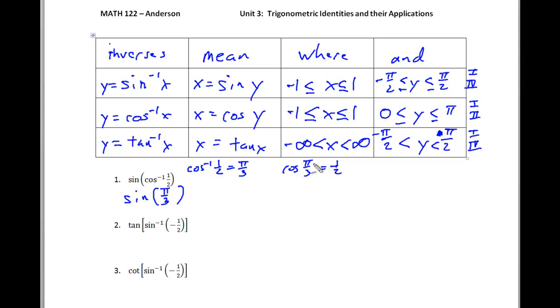Again, we're probably not writing all of this down. You're probably just looking at the unit circle saying, okay, I want to find theta, I want to find that angle measurement in radians or degrees, where we have 1/2 for cosine, and that would be at pi/3. Then the problem tells us, now take the sine of that, and the sine at pi/3 is square root of 3/2. So we've now found our exact value.